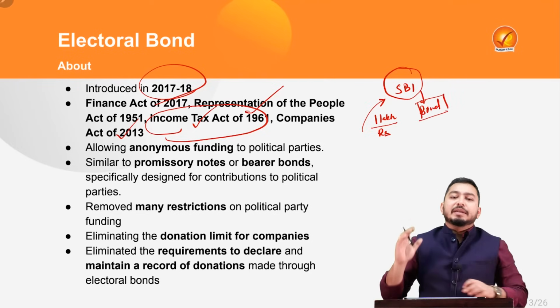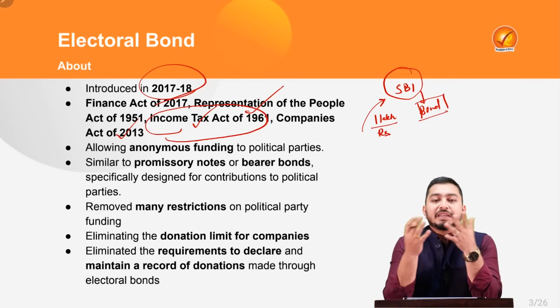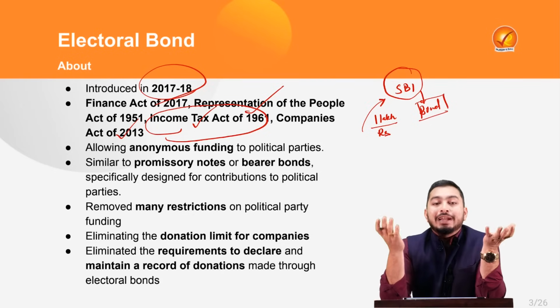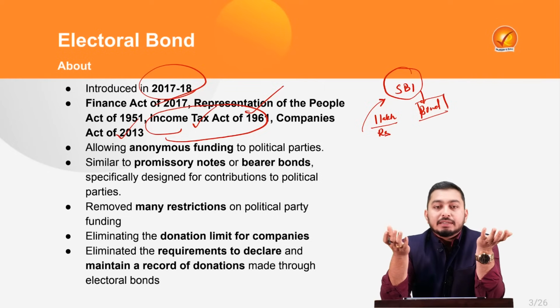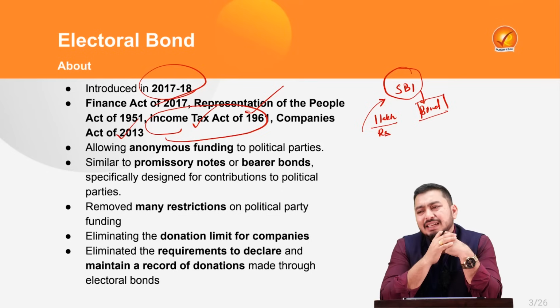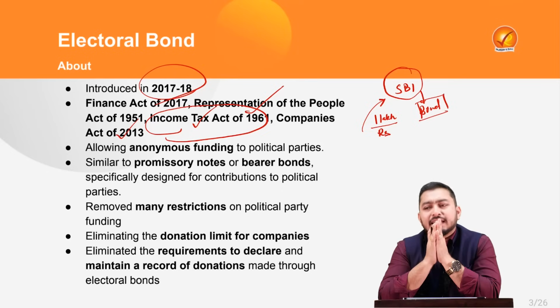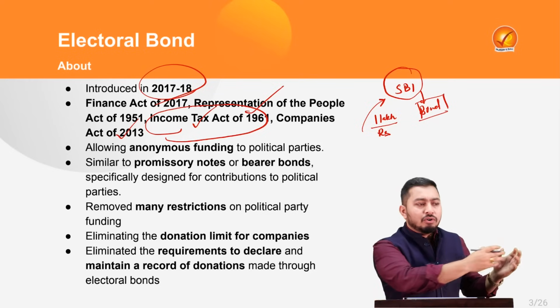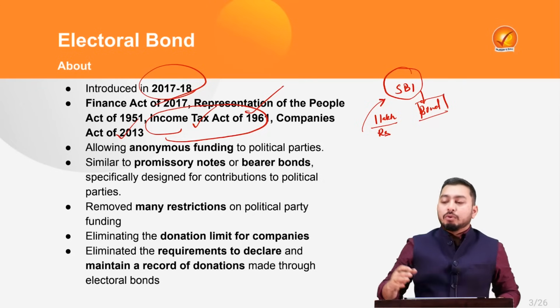Let's say a single piece of paper. Now this bond happens to be a bearer bond or a promissory note. That means it is as good as cash. Any person who is holding that bond can encash it. But can any person encash it? Can I give it to any person standing on the road? Can I give it to my friend who is not a political party, who is not fighting elections?